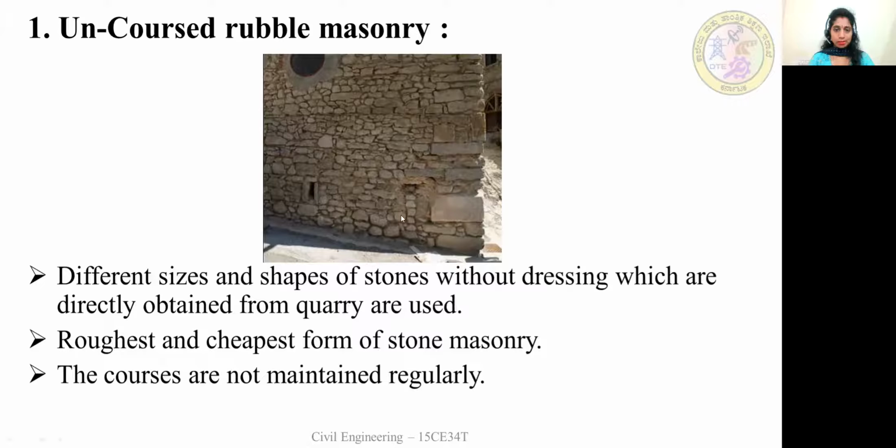What are the characteristics we will see in uncoursed rubble masonry? We use different sizes and shapes of stones without dressing, which are directly obtained from the quarry. It is the roughest and cheapest form of stone masonry compared to the other types of rubble masonry.